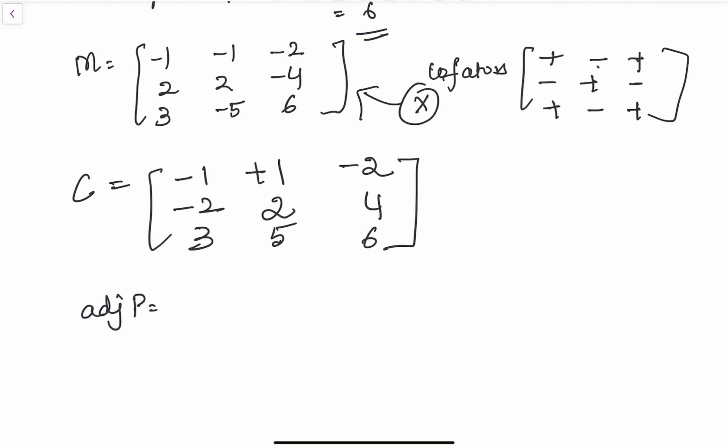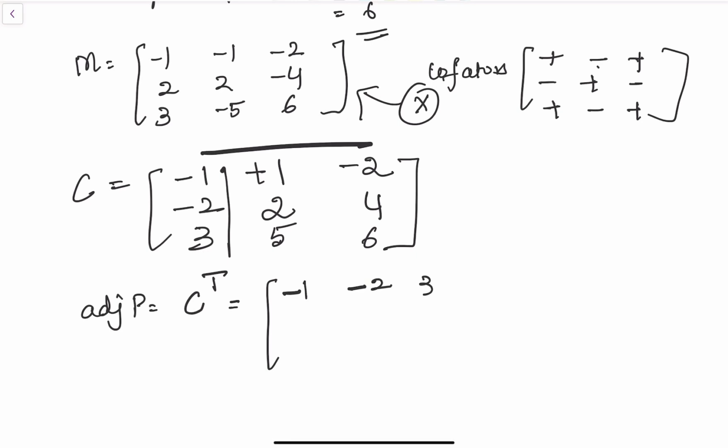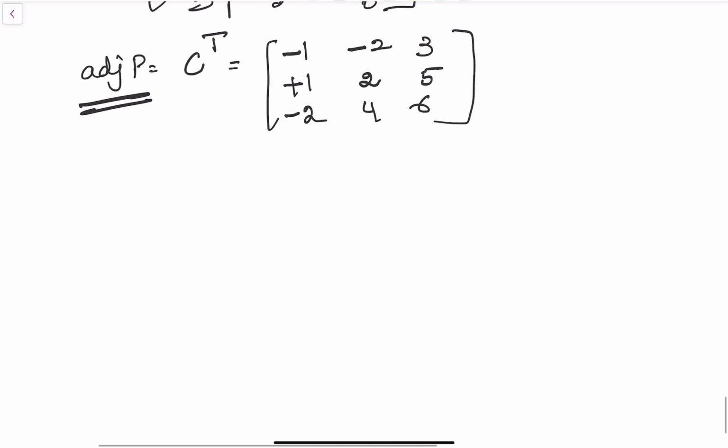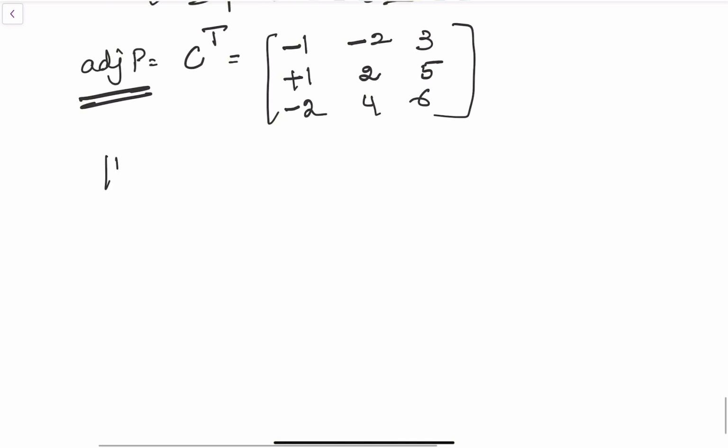Now we have to find the adjoint of P. The adjoint is nothing but the transpose of the cofactor. So do the transpose: row becomes column, column becomes row. Just rewrite the matrix in the transpose form. So this is the matrix that you have got. Now we already have the adjoint of P. What is the formula for P inverse? P inverse is nothing but the adjoint of P divided by the determinant of P. So what is remaining? We have to find the determinant of P now.